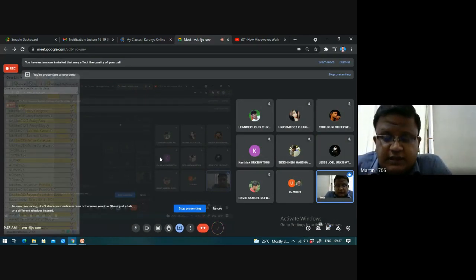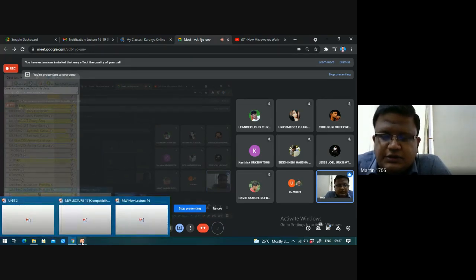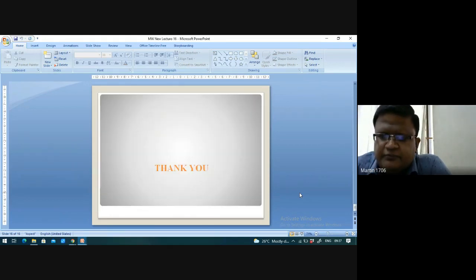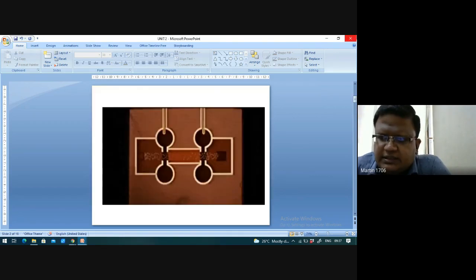So instead of telling the full theory, which is boring for you also, I have just picturized how it will work, so that it will be very useful while you are reading the content. So, the applications where it can be used: satellite communication, VHF TV transmitters, and radar transmitters. So this is the first topic in your second module.